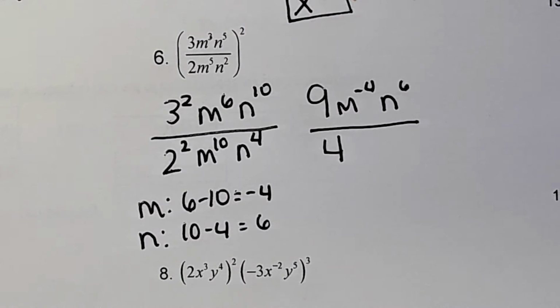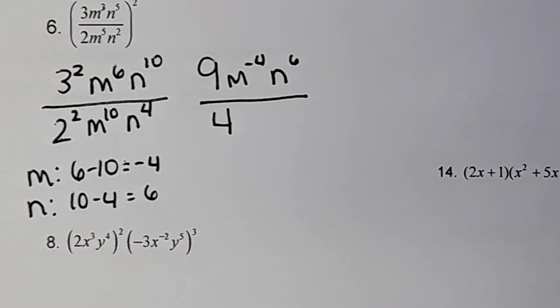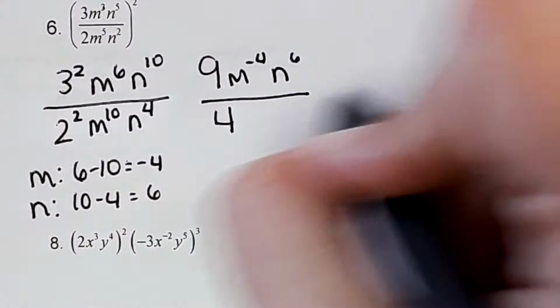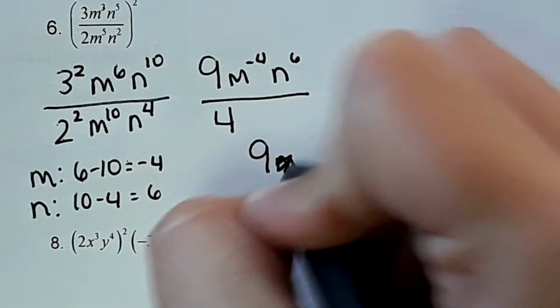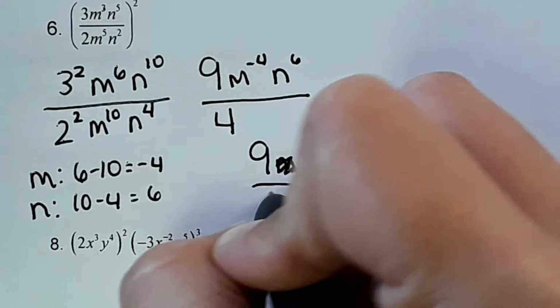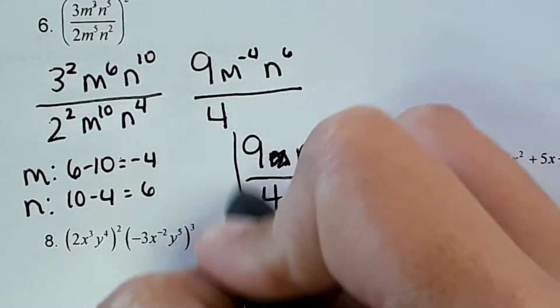It's not pretty yet. We are going to move this m to the -4 to the denominator so we don't have that negative exponent. So the next step is just rewriting it: 9n to the 6th power over 4m to the 4th. And then this is our answer.